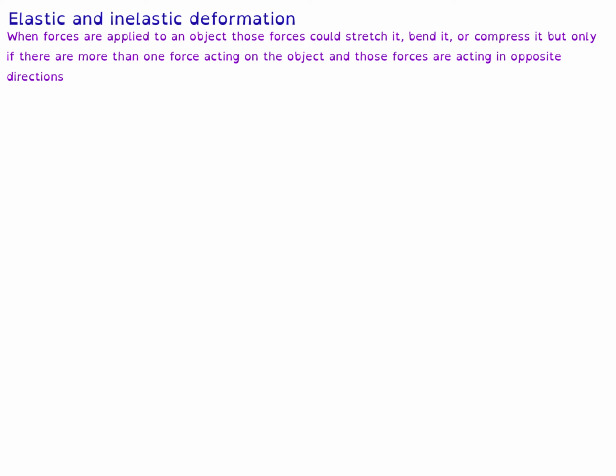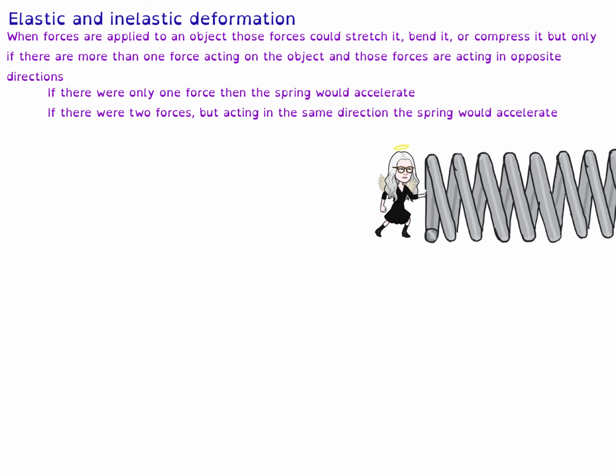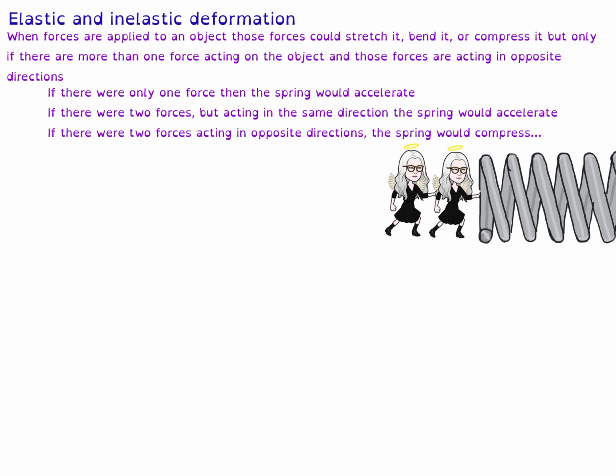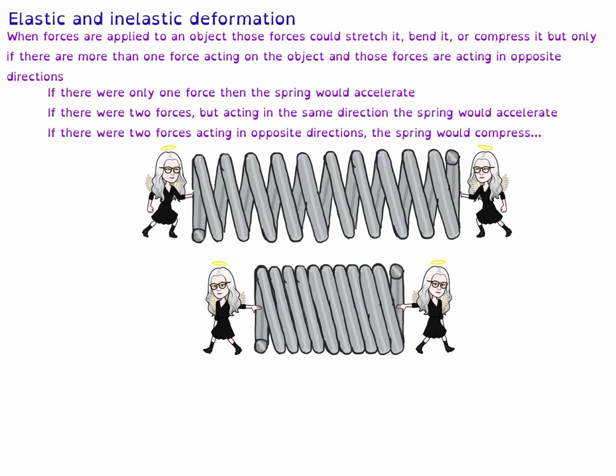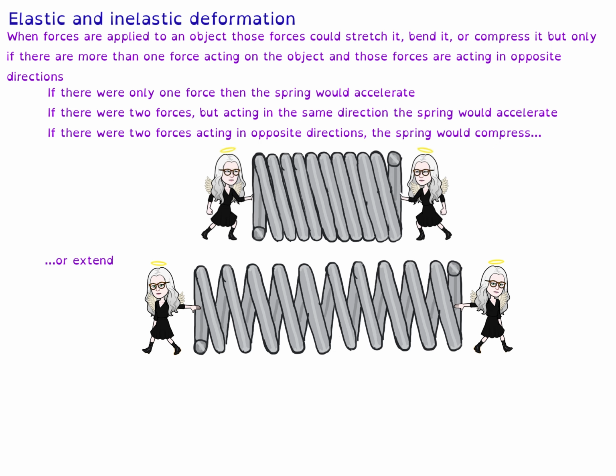When forces are applied to an object, those forces could stretch it, bend it, or compress it, but only if there are more than one force acting on the object, and those forces must be acting in opposite directions. If there were only one force acting on the spring, it would accelerate. If there were two forces but acting in the same direction, the spring would accelerate. If there were two forces acting in opposite directions, the spring would compress or extend.